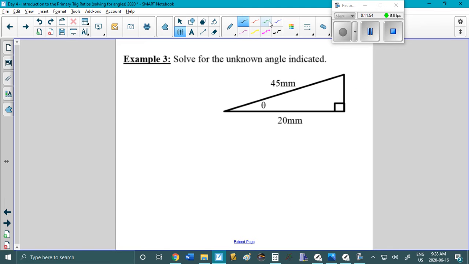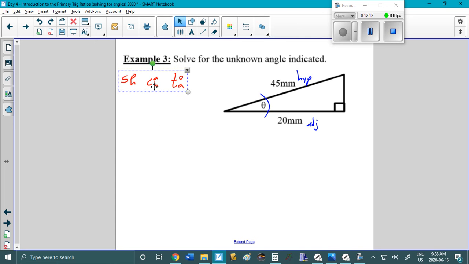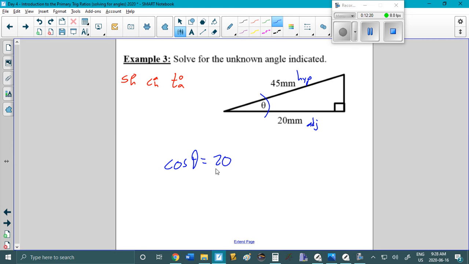All right, solve for the unknown angle. I really would like you to pause it and try this now. Pause now. All right, this is our angle. This is our opposite side. We don't care about it. This is the adjacent. This is the hypotenuse. So if we have two sides, we can find an angle. We have A and H, which is C, or cos. So cos theta equals the adjacent divided by the hypotenuse.